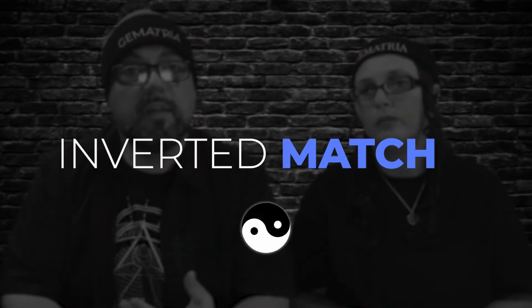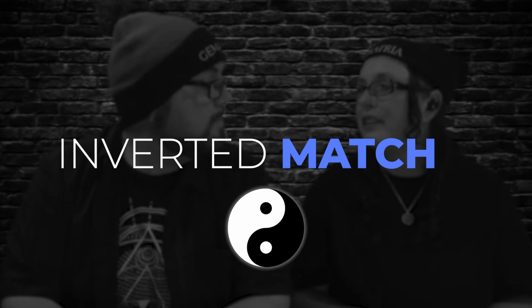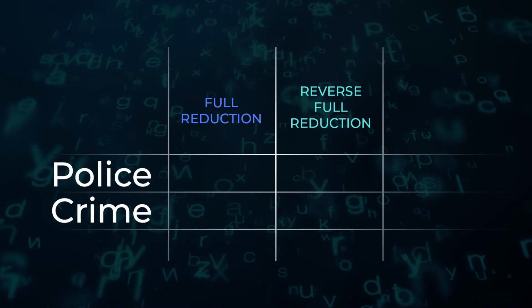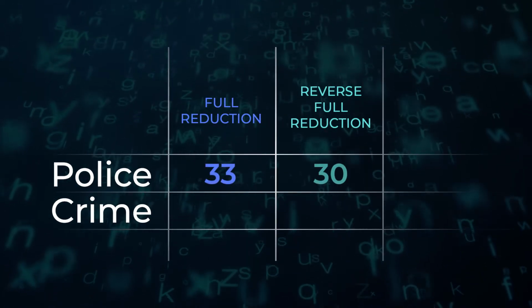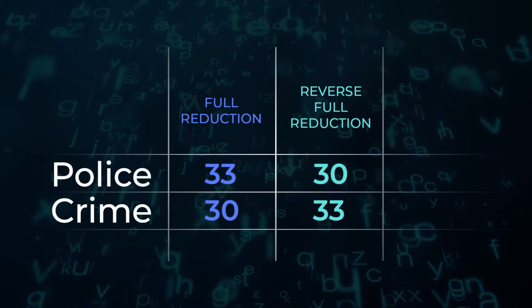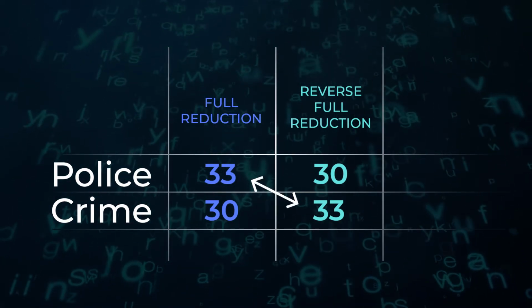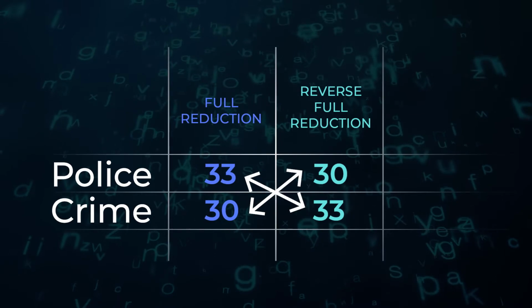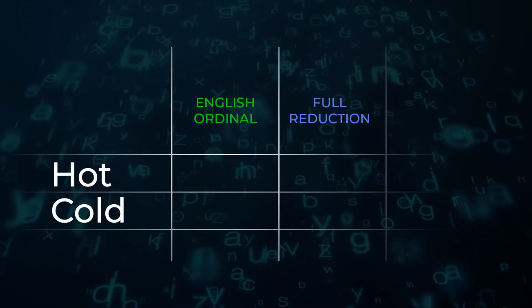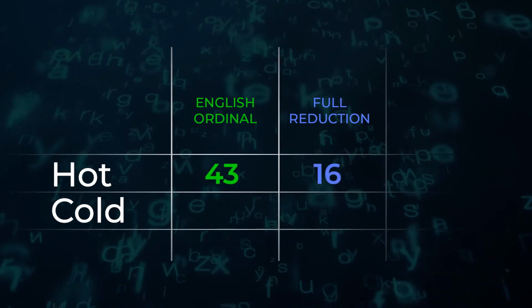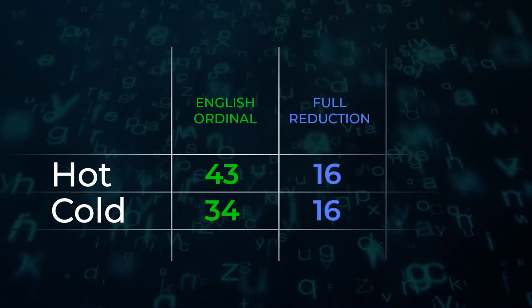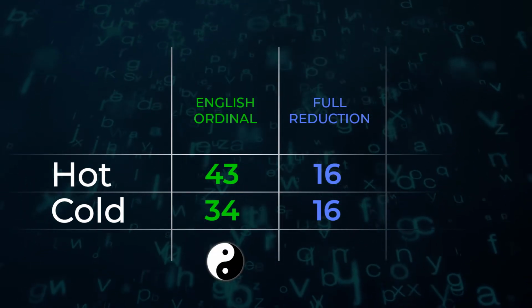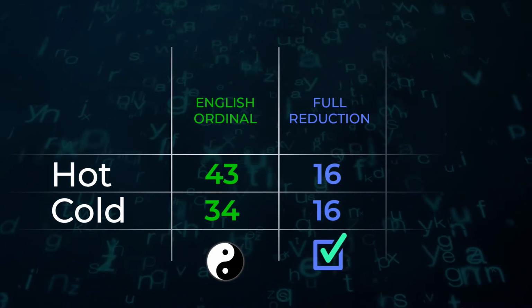Another type of match is the inverted match, or the yin-yang effect. So what exactly is an inverted match? If we take 2 words like police and crime, those appear to be opposite words, but you can see that police is 33 and 30, while crime is 30 and 33. So it's a cross match, kind of making an X. Another example of opposites is hot and cold. Hot has 43 and 16, while cold has the inverted 43, which is 34, and also the 16.